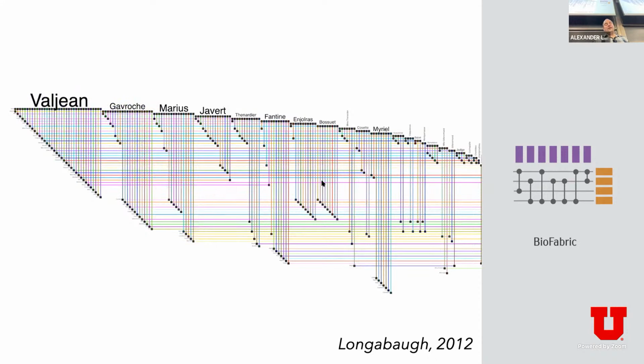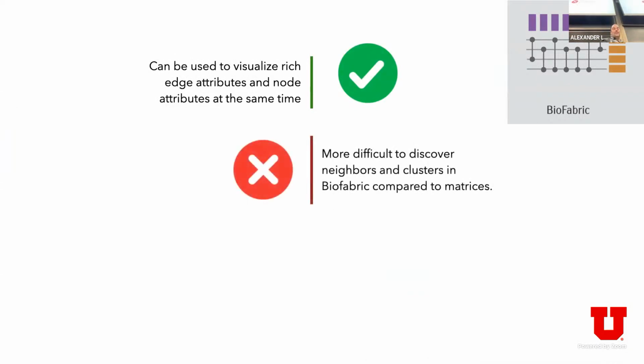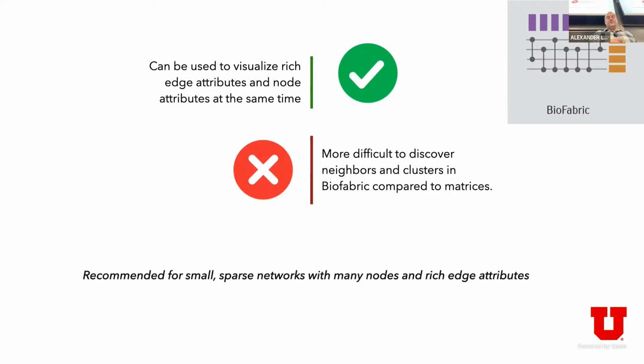So it takes a little bit of training to read those, but they can be useful, and I think they can actually be most useful if you have both node and edge attributes. So they can be used to visualize rich edge attributes and node attributes at the same time, but they're difficult to discover neighbors and clusters in BioFabrics compared to, for example, matrices. And this really only works for small and sparse networks with many nodes and really rich edge attributes.